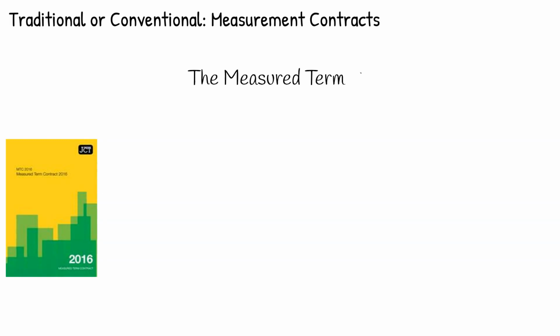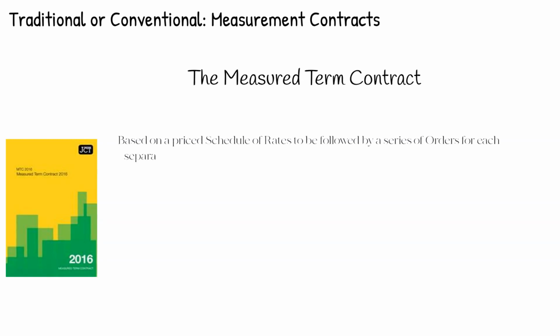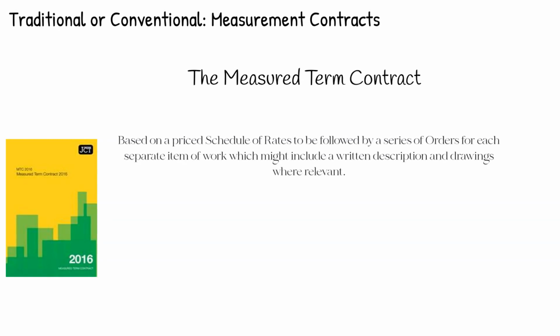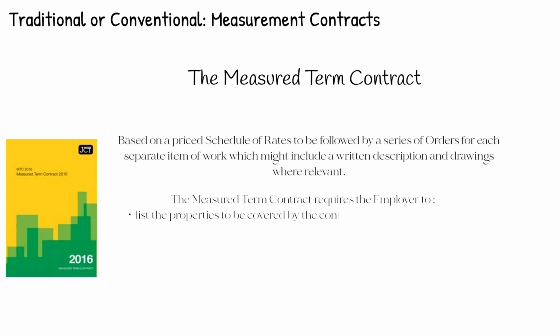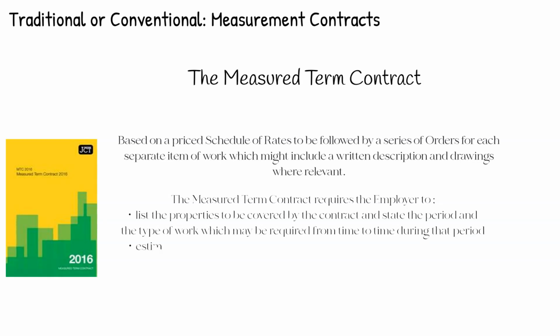Measured term contract. This contract is based on a price schedule of rates to be followed by a series of orders for each separate item of work, which might include a written description and drawings where relevant. The measured term contract requires the employer to list the properties to be covered by the contract and state the period and the type of works which may be required from time to time during this period, and also estimate the total annual value of the work for the whole contract period.